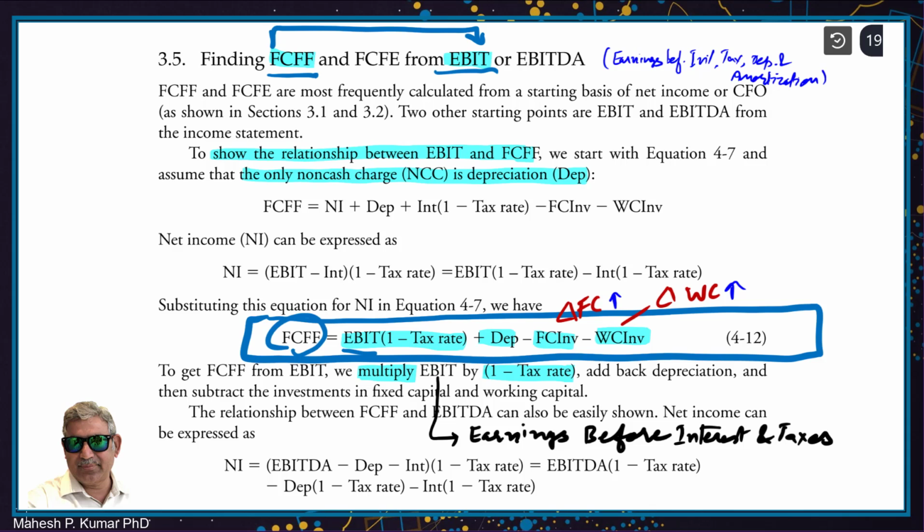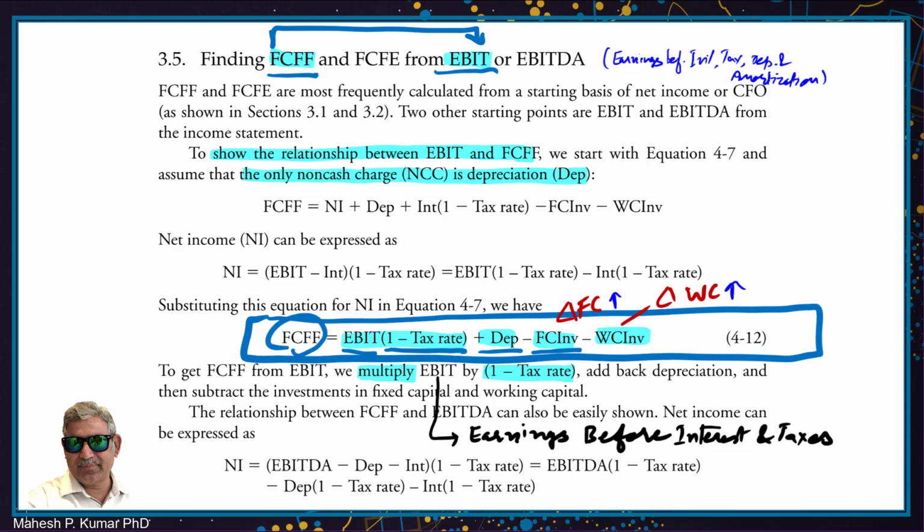Whenever earnings before interest and tax are given, we will multiply these earnings by 1 minus tax rate. So it would essentially reduce the earnings by the amount of tax. Then we will add depreciation, assuming that depreciation is the only non-cash item here, and then we will subtract fixed capital investments. Fixed capital investments are nothing else but changes in the fixed capital; investment means an increase in the fixed capital.